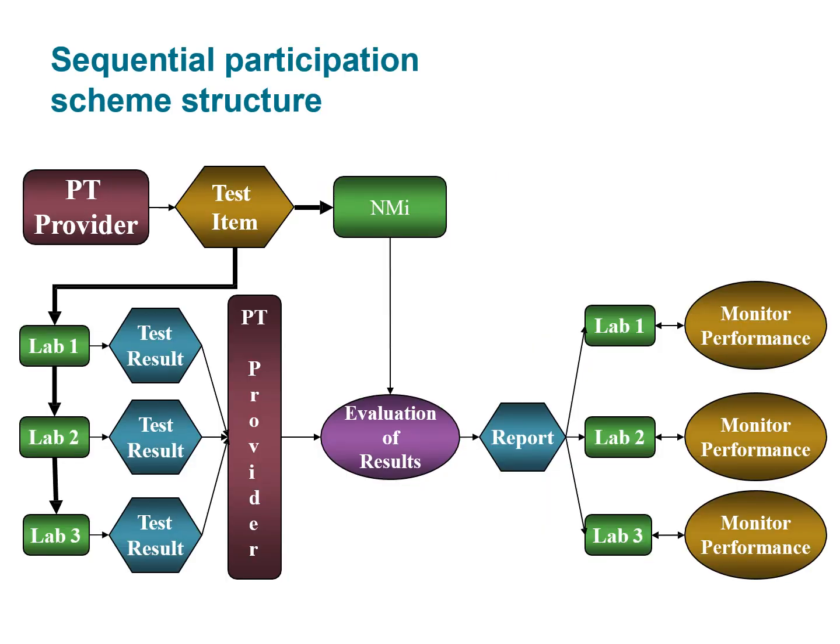Well, here class, the sequential participation scheme structure. Here we have the PT provider and the test item. Let's say we have lab 1, lab 2, lab 3. The test results will be out, so it will go to the PT provider. They will do the evaluation, then the report will be given, then the performance will be monitored.